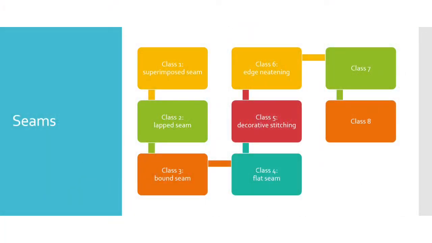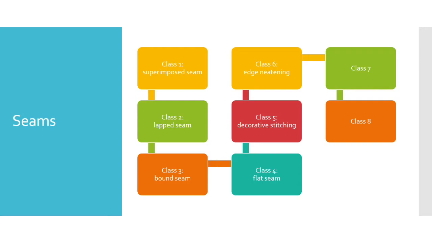Let's discuss seams. Seams are classified into 8 types. Class 1: Superimposed seam, for example French seams, piped seams. Class 2: Lapped seams, for example lap felled seams, welted seam. Class 3: Bound seam. A bound seam consists of an edge of material bound by another. Class 4: Flat seam. In flat seams, the fabric edges don't overlap.